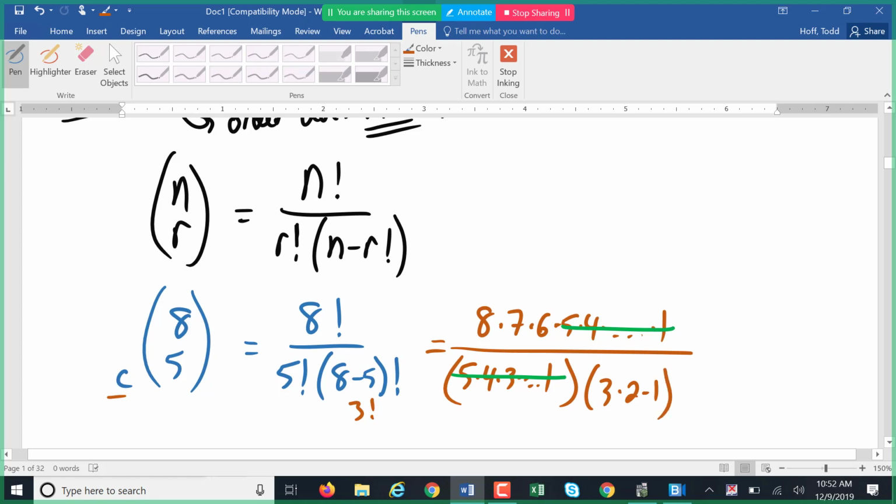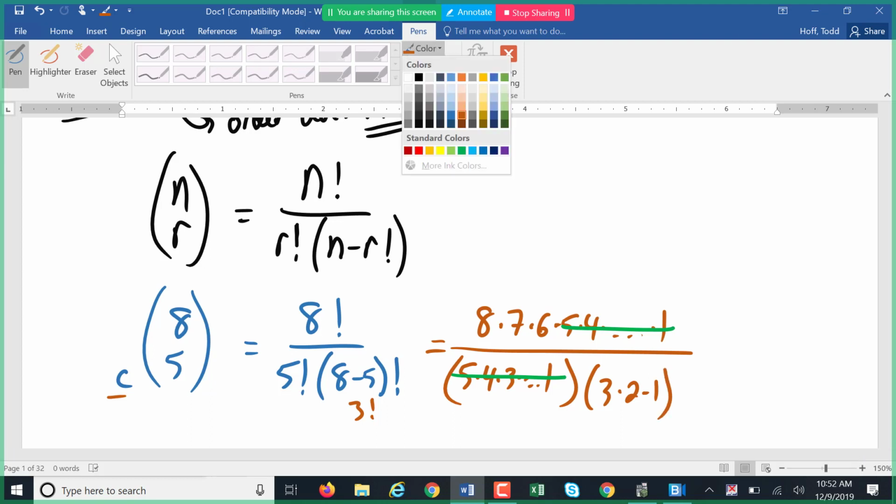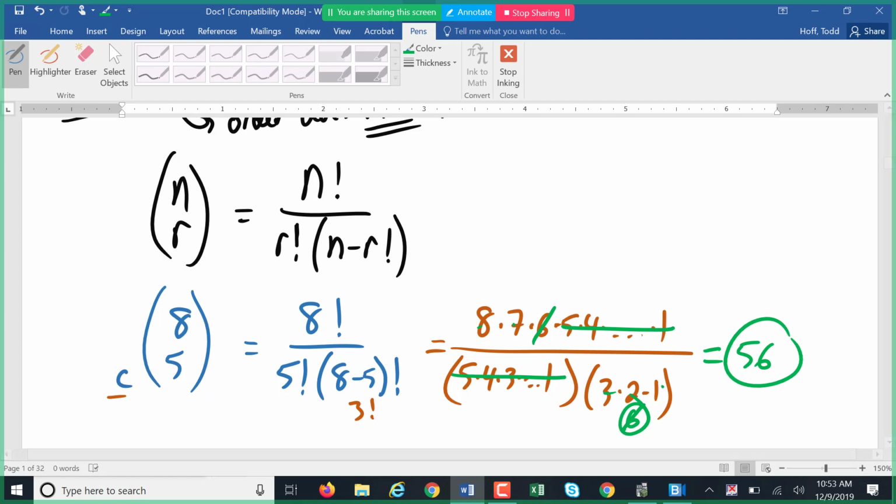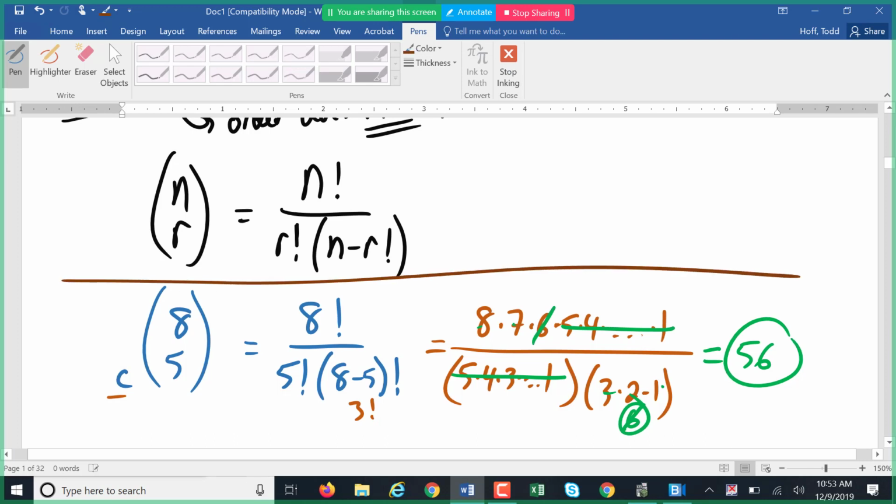And we could either multiply this out, or we can do cross-canceling or reducing within our fraction here. I know that 3 times 2 times 1 is 6. I'm just going to cancel out the 6. 8 times 7 is 56. So 8 choose 5, there are 56 ways I can choose 5 items out of 8 if the order doesn't matter.